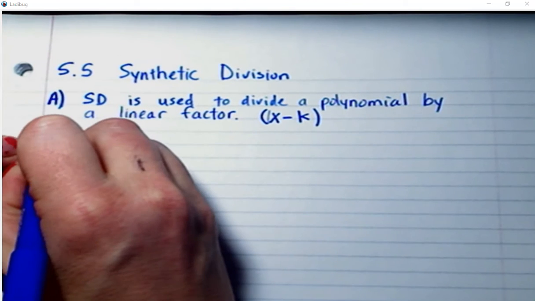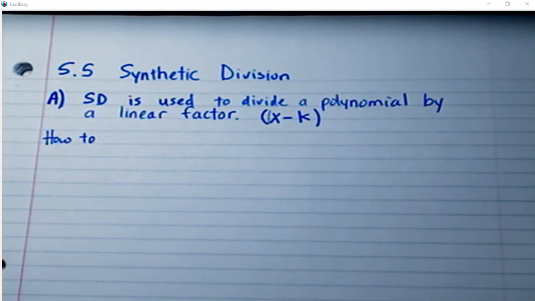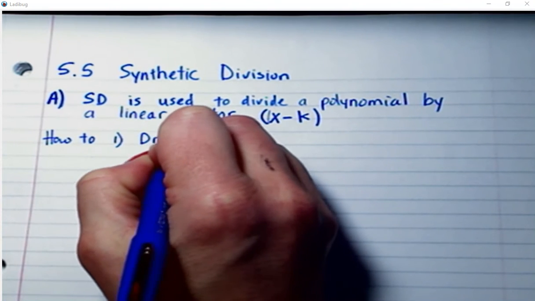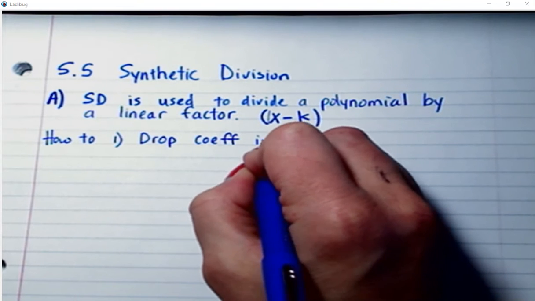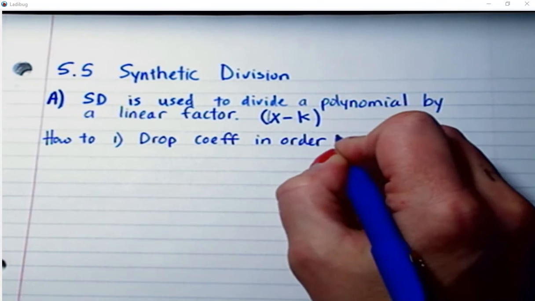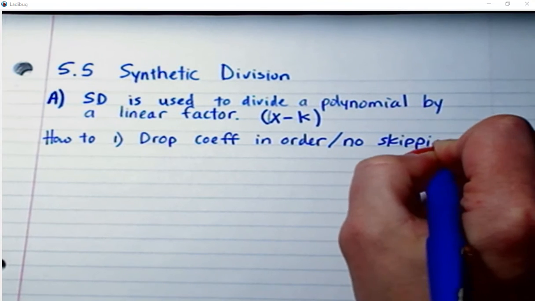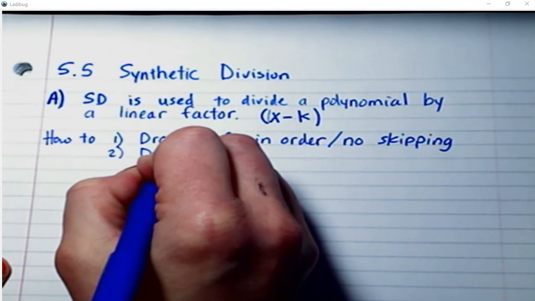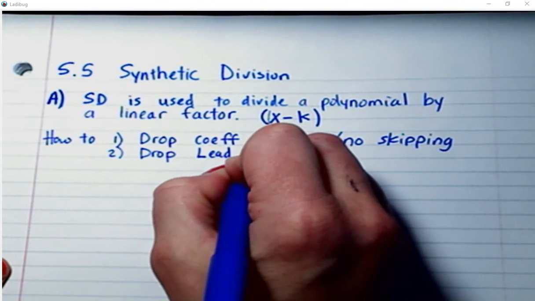All right? So how to, right? I showed you how to divide long division. I'm going to show you how to divide synthetic division. Okay, so the first step is going to be drop the coefficients in order, no skipping. I will show you what no skipping means. 2, drop the leading coefficient.